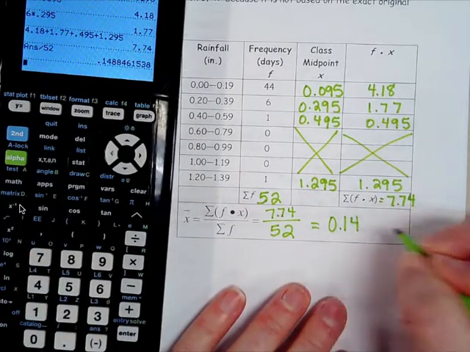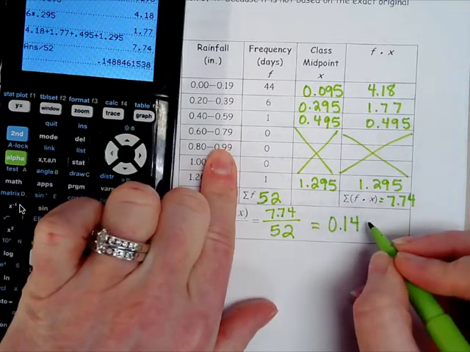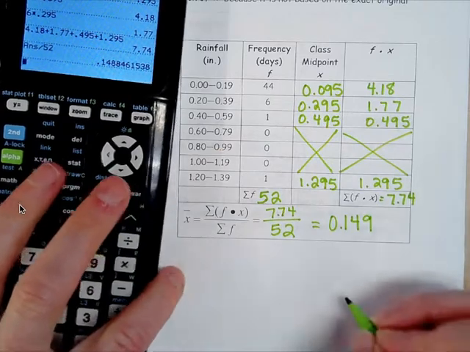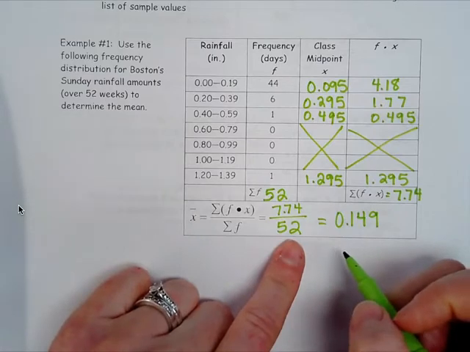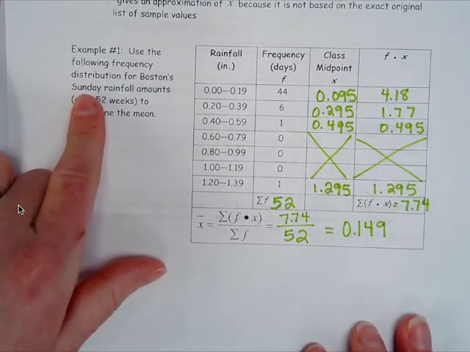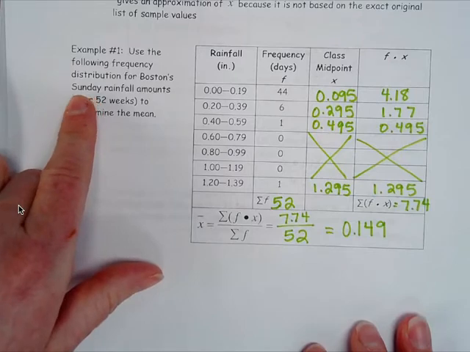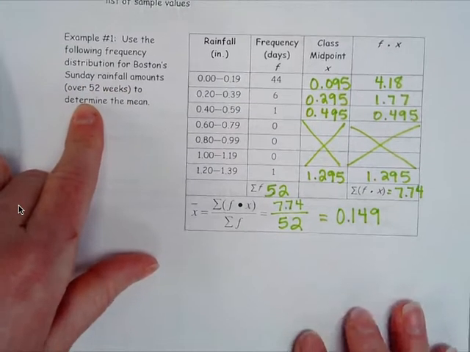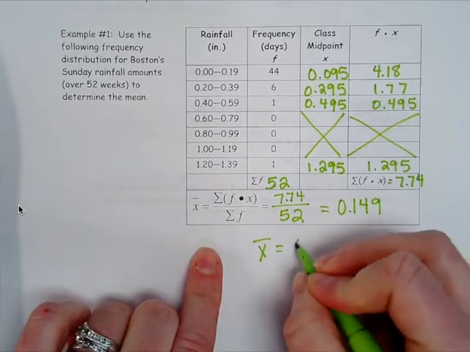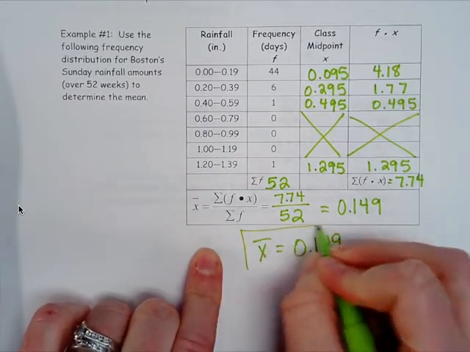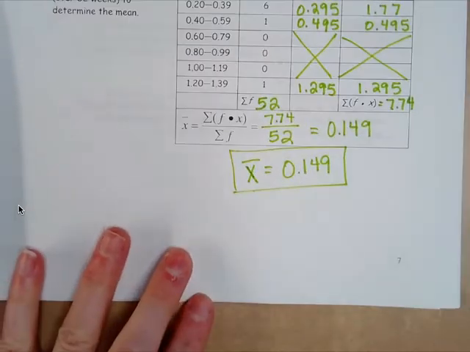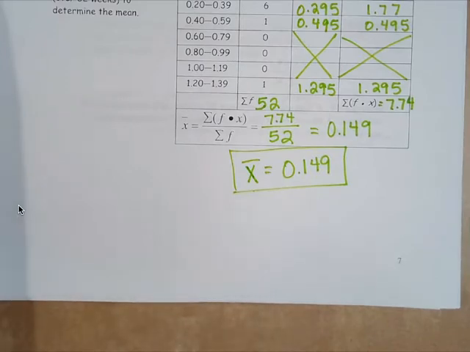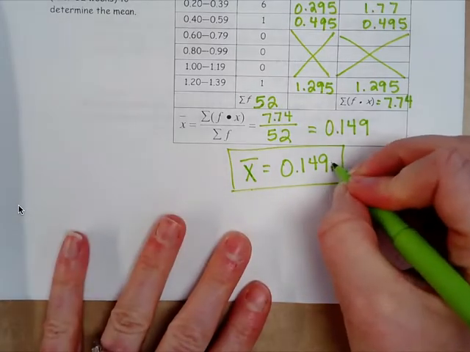So we want to do one more than we had in our original set. So that'd be 0.149. So this is the average rainfall for Boston, Sunday rainfall amounts over 52 weeks. So this is our mean. Yeah, I said it again, didn't I? Average is a bad word. I gotta say mean. Yes. So our mean rainfall is 0.149, and this would be in inches.